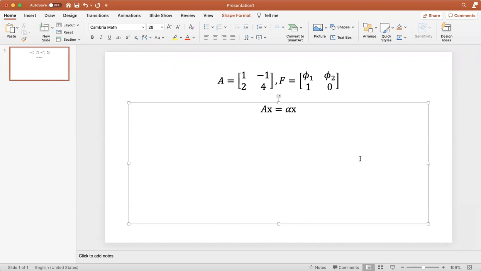Now, eigenvalues are essential in systems of linear equations in the sense that solving for the eigenvalues or eigenvectors of a matrix allows you to decompose a really complex matrix into its simpler components.